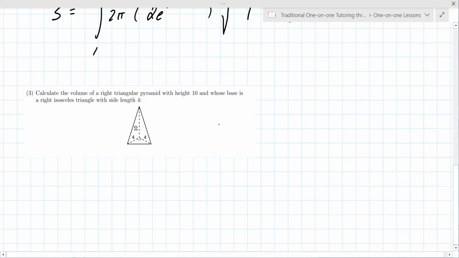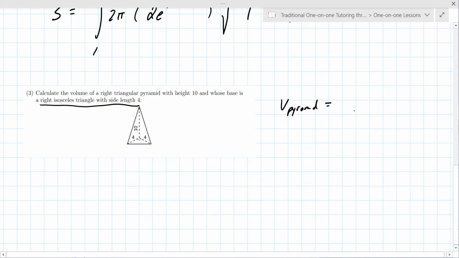Okay, calculate the volume of a right triangular pyramid with height 10, whose base is a right isosceles triangle with side 4. This is the second problem. This is not a calculus question, but do you expect these to be on the exam? Has your instructor been emphasizing this?